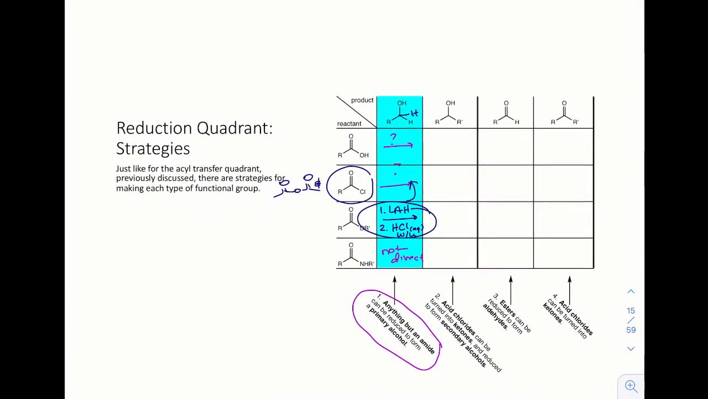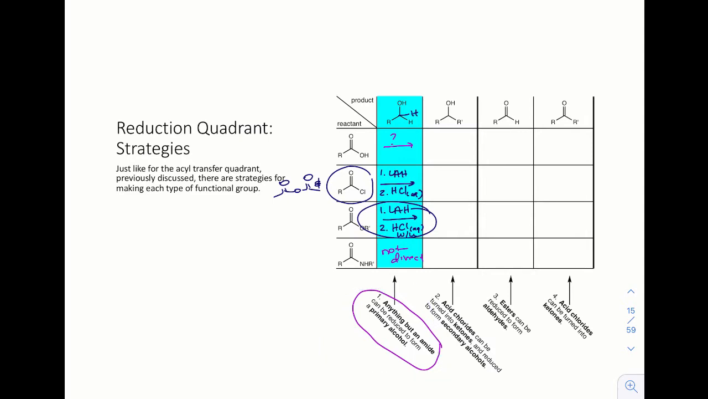I'll go right back here to the grid. You can now fill in this square. It is indeed the same as for the ester. And that's what we predicted based on the rule down there. The rule says anything but an amide can be reduced to directly form our primary alcohol.